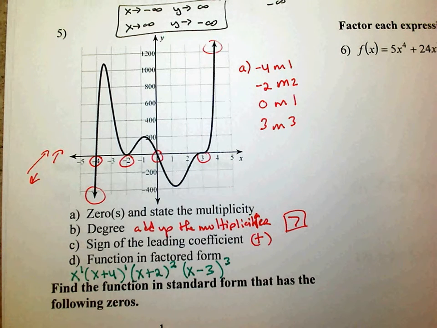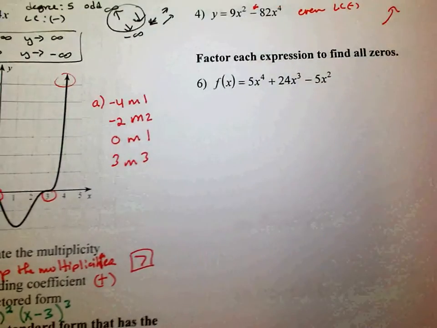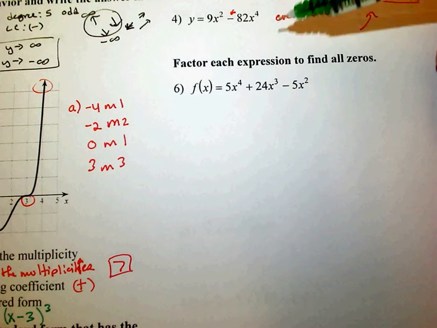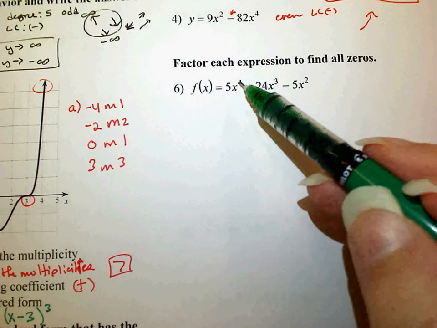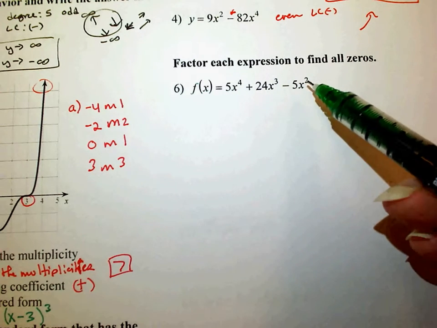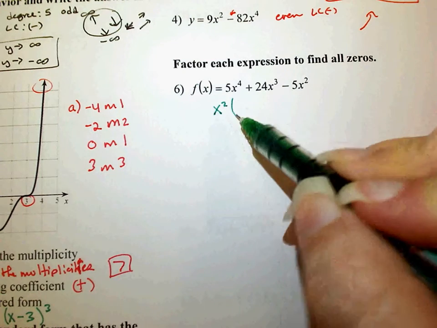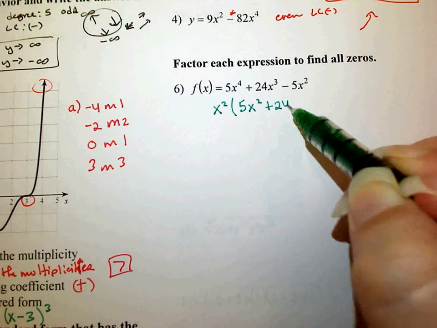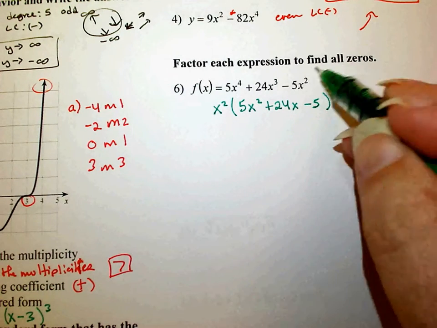Okay. So that's all of number 5. Let's go to number 6. It says factor each expression to find all zeros. Well, the first thing you want to do when factoring is think about, is there anything that I can factor out, any common factors? And I notice that this says x to the 4th, x cubed, and x squared, which means they all have at least 2 x's. So I'm going to factor that out first. And I'm left with 5x squared plus 24x minus 5. Okay, and I want to know when this equals 0.